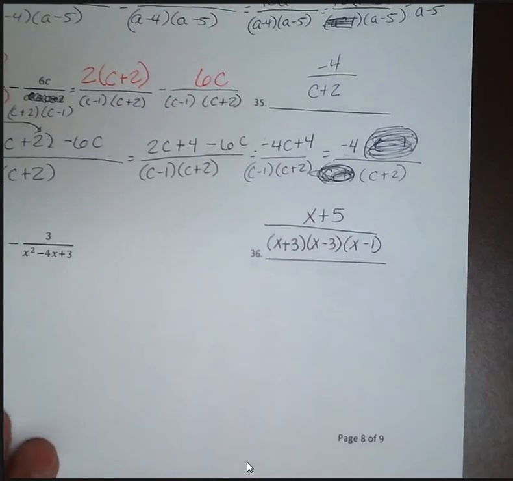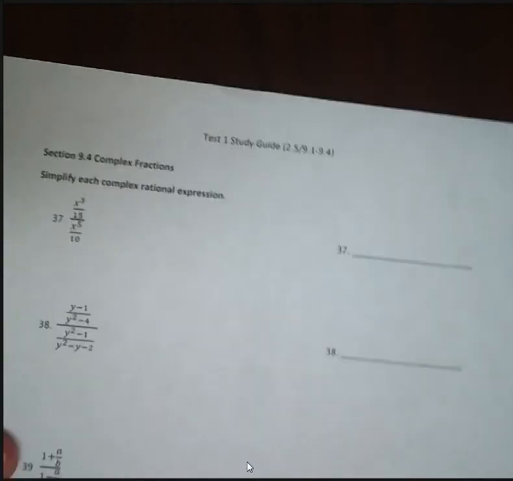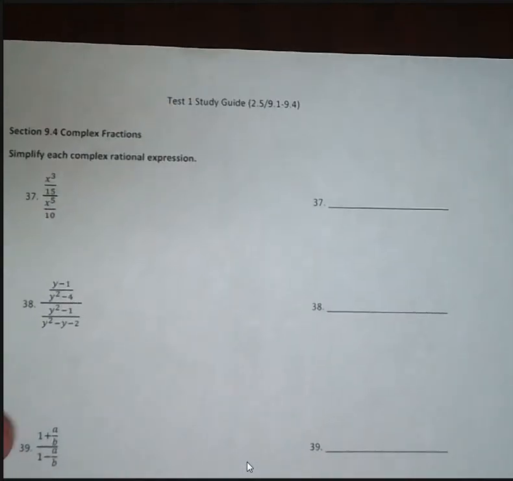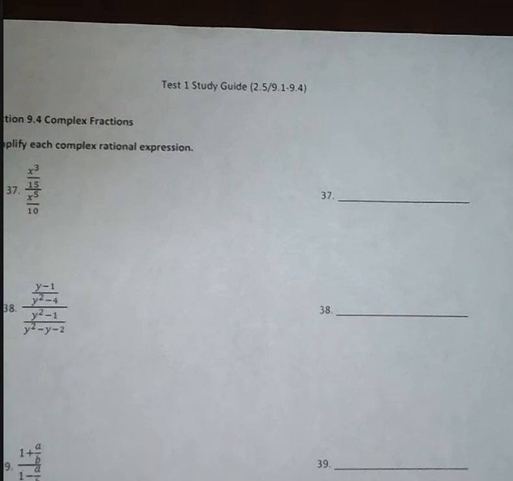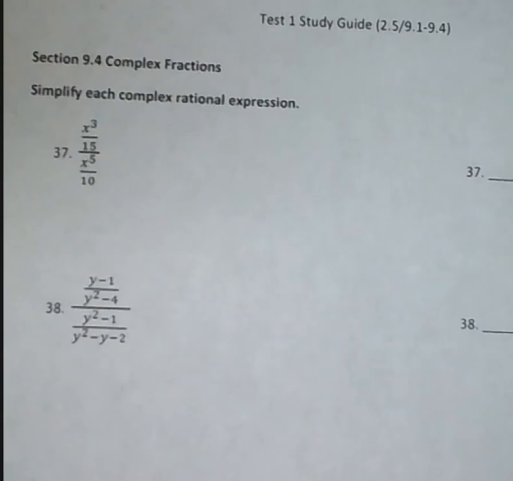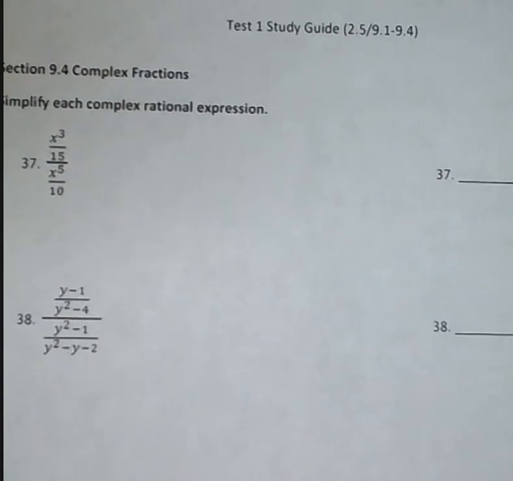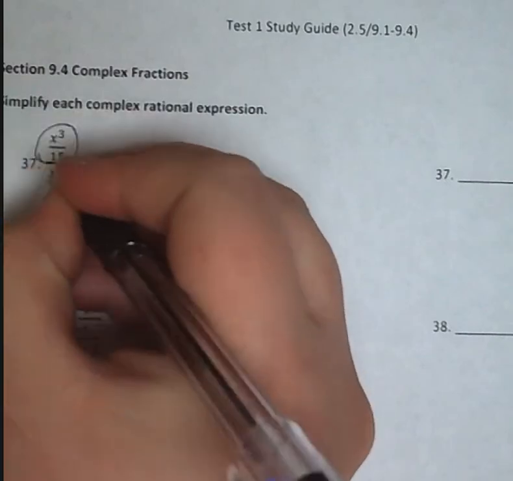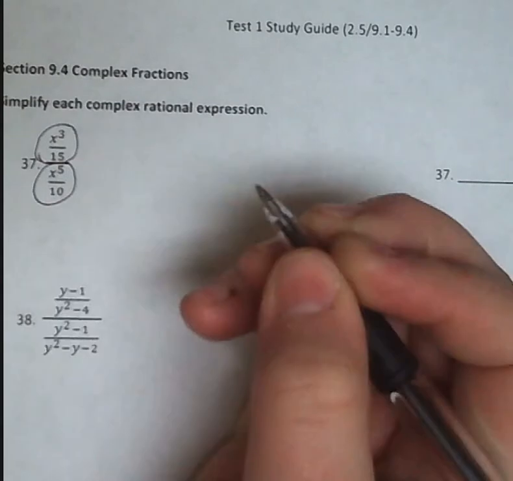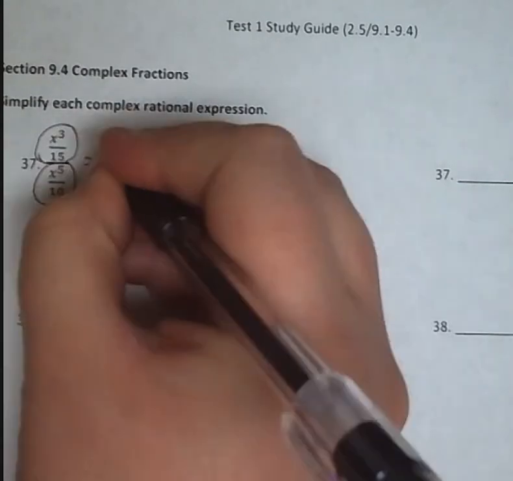Okay, moving on to the final page of our study guide. We have our complex fractions. So this is written a little smaller, so I'm actually going to zoom in a little bit so it's easier for you to see those small numbers. I hope that's helped. So remember, complex fractions are a fraction within another fraction. So I taught you to circle your top fraction, circle your bottom fraction, and then write it horizontally.